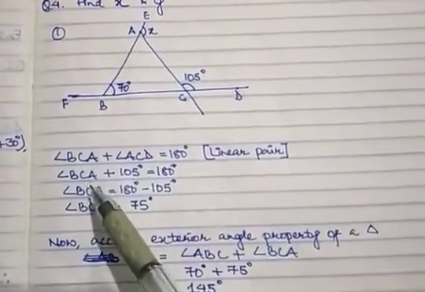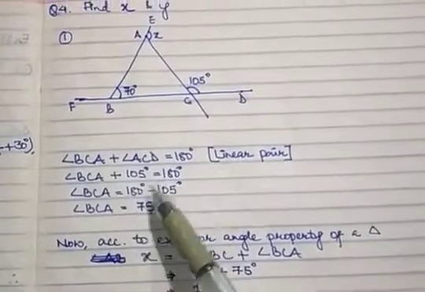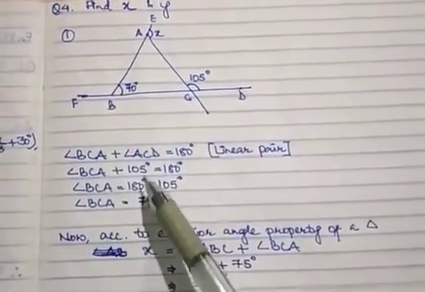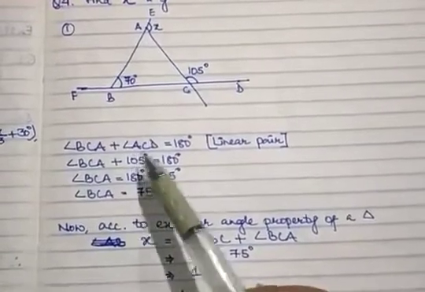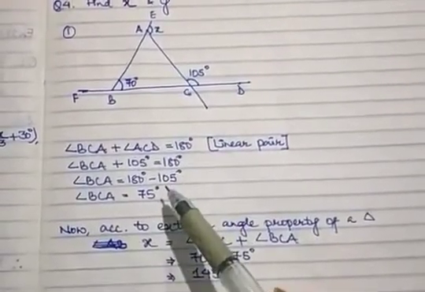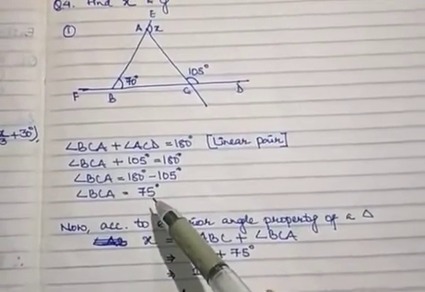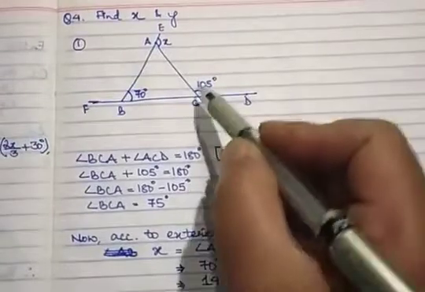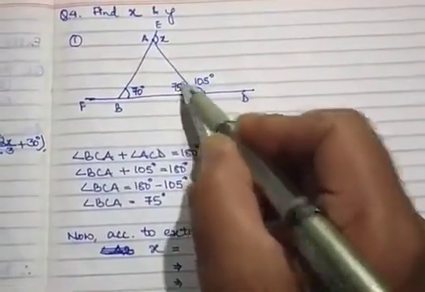I am going after angle BCA. So after all the calculations, I hope you kids understood the step. That's what I have done here. I've taken 105 to the other side, it becomes minus. So minus 145, 105, it gives 75. Now what do I get from this point? I got angle BCA as 75 degrees.